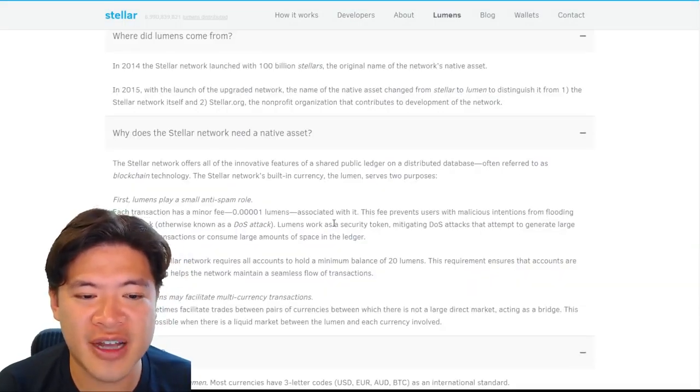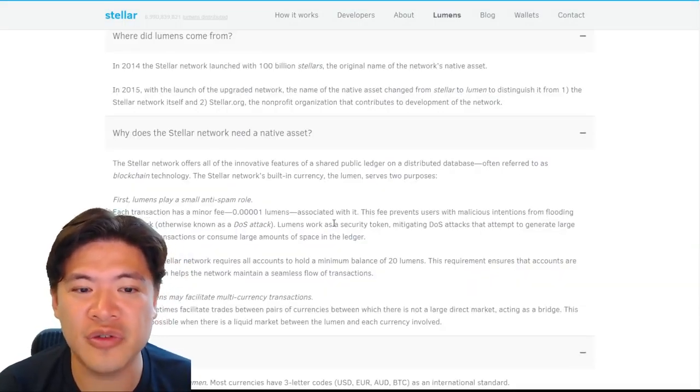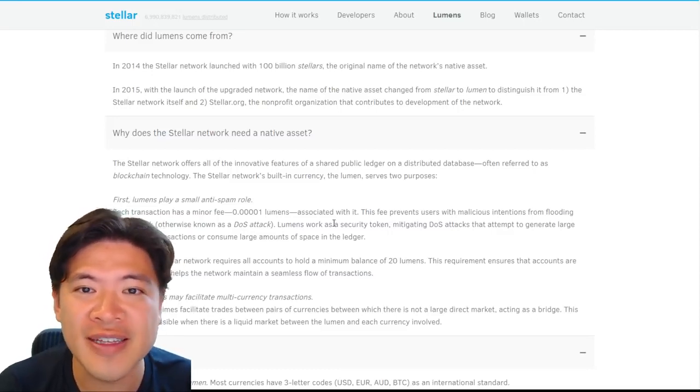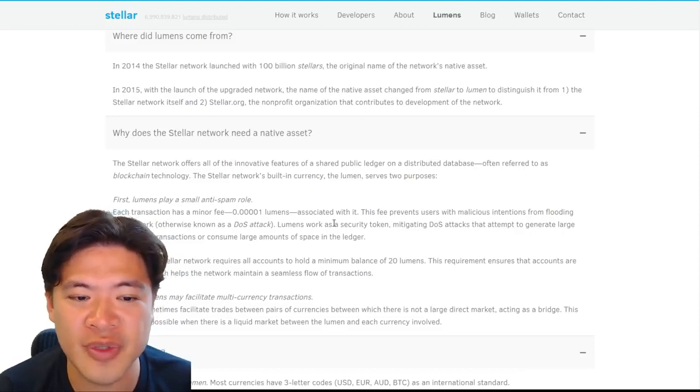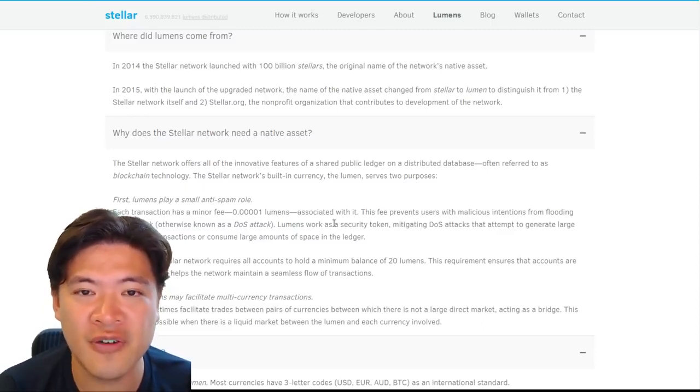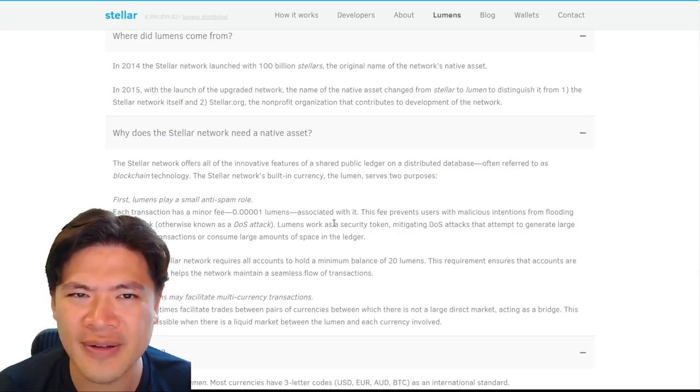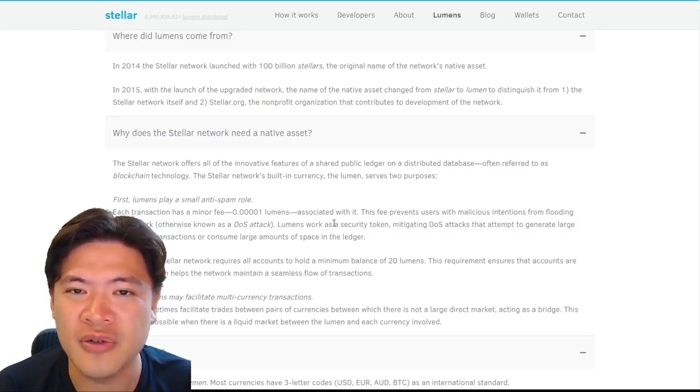In terms of how transactions work, it's very similar to the Ripple network. There's a very small fee associated with sending Stellar Lumens, and the fee is mostly to prevent the network from spam attacks. So there's a minor fee associated with everything, and account holders must hold a minimal balance of 20 lumens. So it's not really a lot of lumens that they have to hold to use this network.